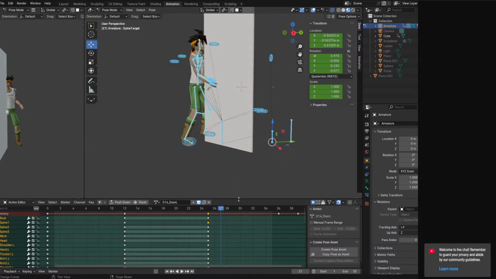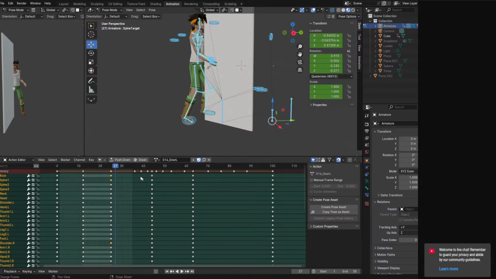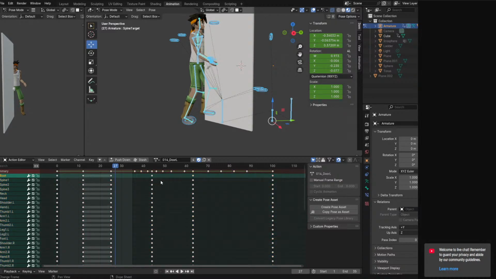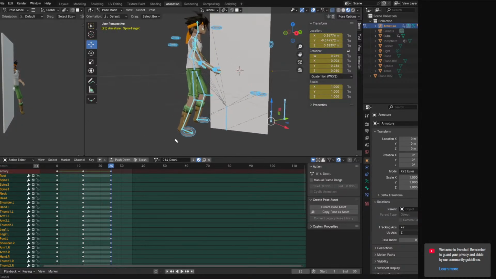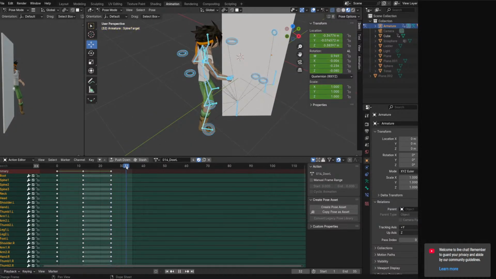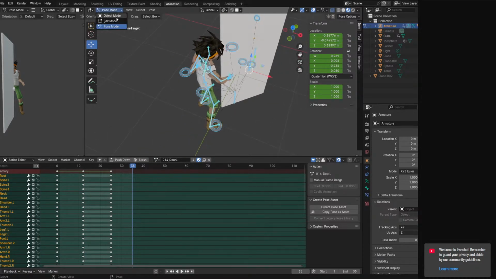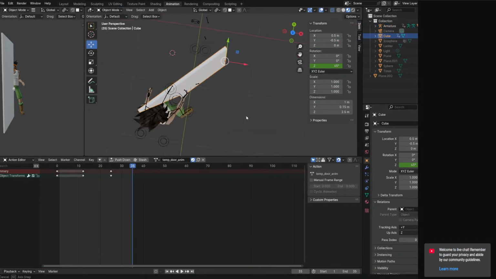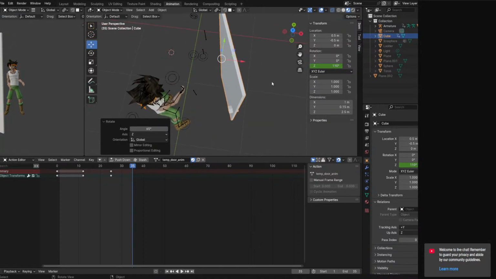You know what? Get rid of all of this. Just making it hard to see what's supposed to happen next. Okay, so maybe frame 32, or maybe frame 35. We'll have the door be over here, 110 degrees.